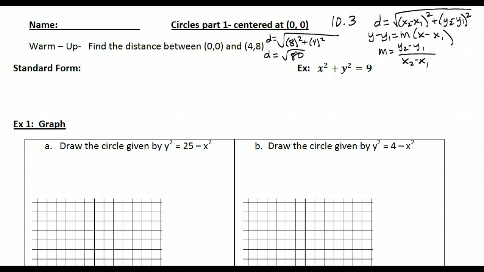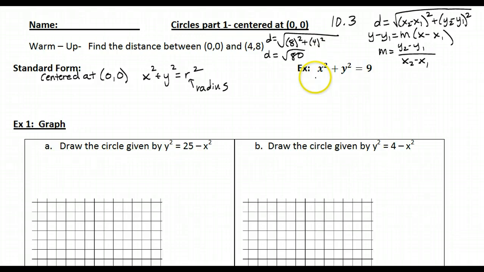Okay, so circles. Standard form of a circle centered at 0, 0 is x squared plus y squared equals r squared, and r represents the radius. You're going to have something that's going to be added here and here when I have a circle that shifts and is not centered at 0, 0. So again, I want to say this is just for circles centered at 0, 0.